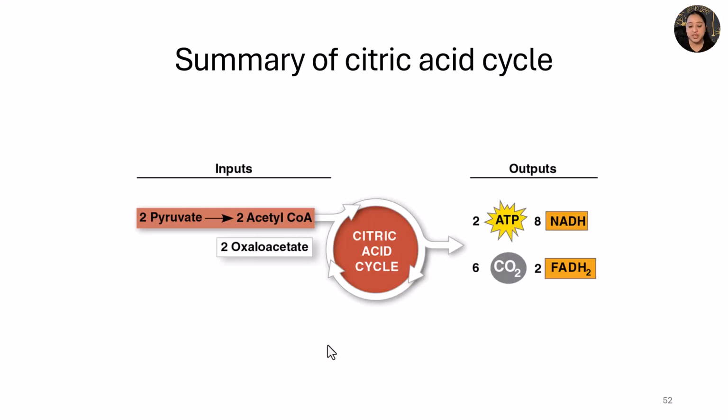So this is a big picture summary of the inputs and outputs. When you feed in acetyl-CoA, you have 2 molecules of that. Then what you get out is 2 molecules of ATP, 8 molecules of NADH, because again, you're running it twice, 2 molecules of FADH2, and then 2 molecules of carbon dioxide, which is a byproduct.